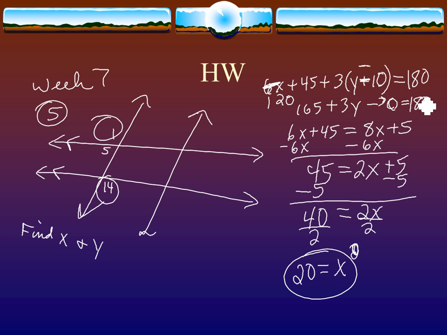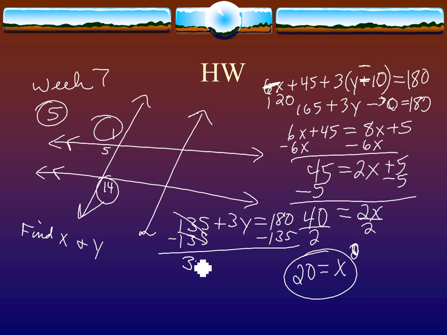So we plug back in. Now we got this equation. Now we can find y. 135 plus 3y equals 180. Subtract 135 on both sides. 3y equals, what is that, like 45? Divide by 3, what's y equal? 15. Good.